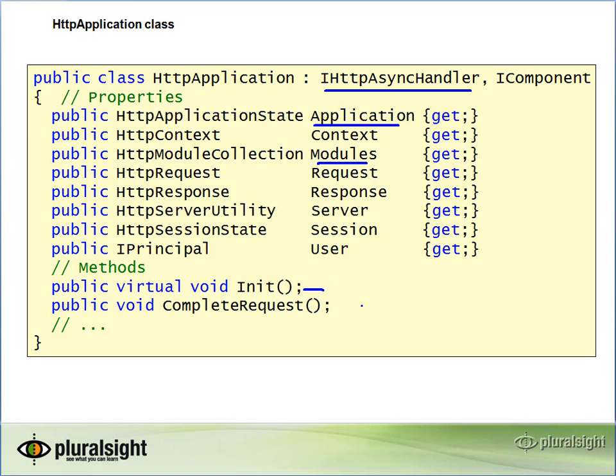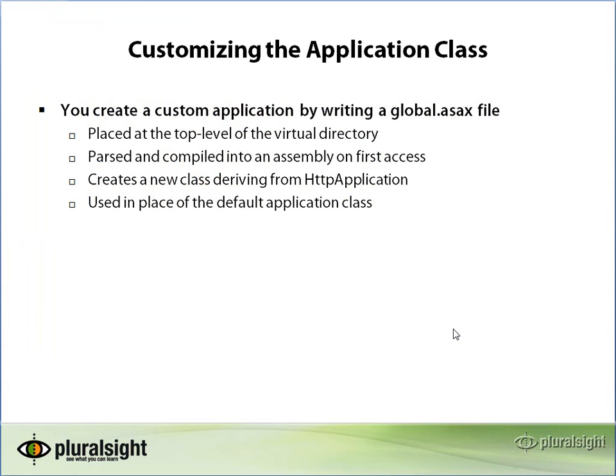And complete request, this is one that I was sort of referring to before. If you invoke it, it actually stops the request from completing processing. And what you typically would do is set the error code for the response and then call complete request if you wanted to stop the processing of that request. So those are the various things you can access in the application class.